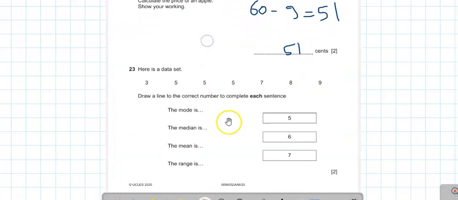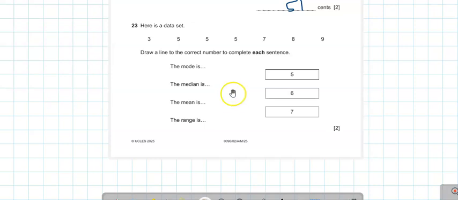Next question. Here is a set of data. Draw a line to make a correct sentence. The mode is the most repeated number. The most repeated number here is 5. The median is the middle value after we order the values, so the median is also 5. The mean we will calculate later. The range is the greatest value minus the smallest value. 9 minus 3 is 6.